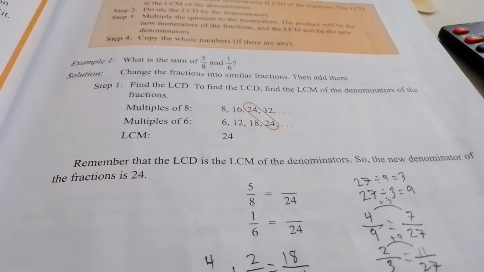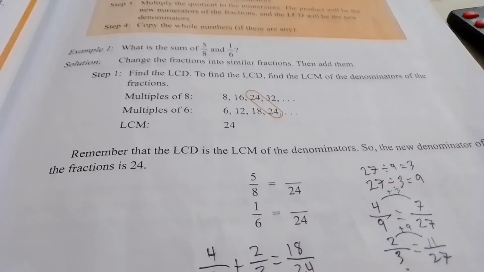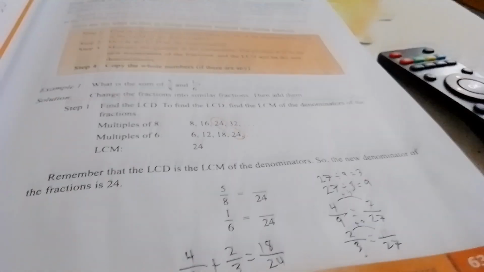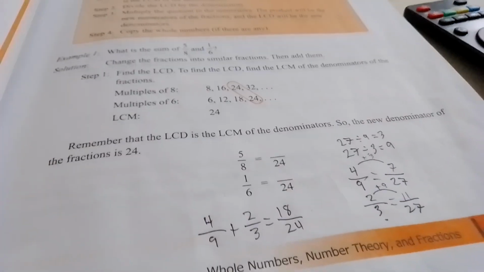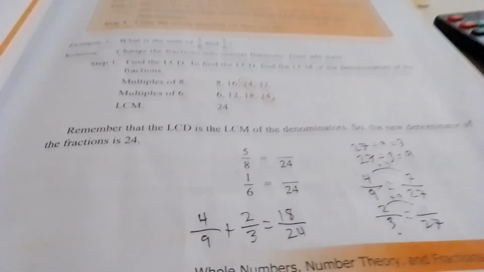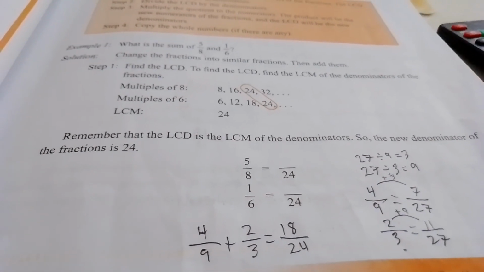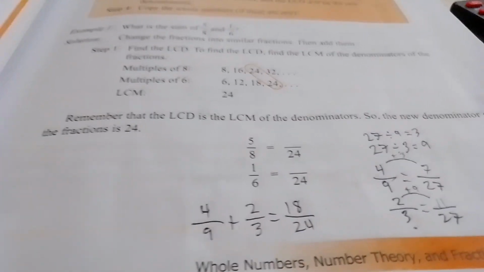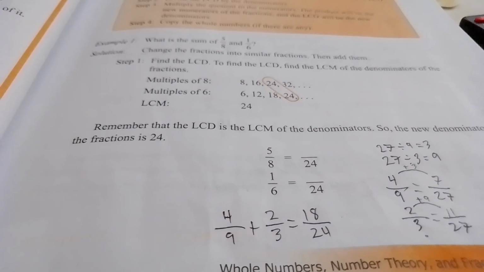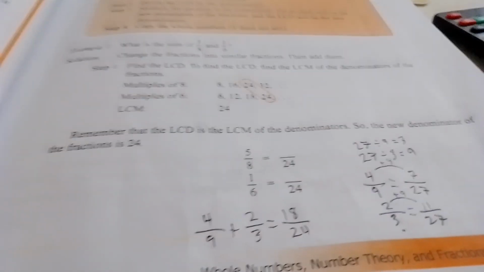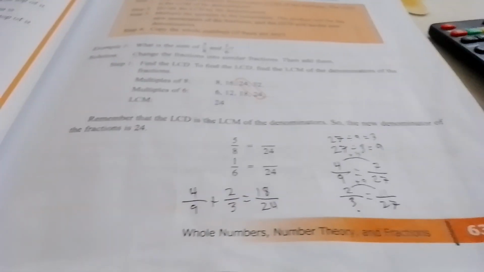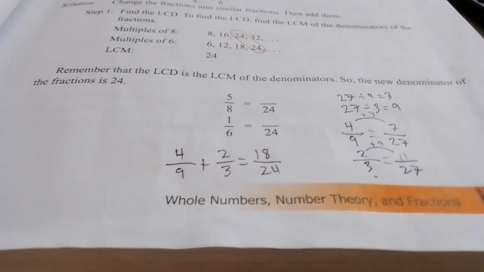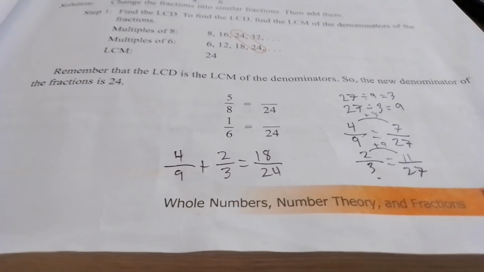What is the sum of 5/8 and 1/6? This is one example. Change the fractions to similar fractions, then add them. First step, we need to find the LCD. To find the LCD, find the LCM of the denominators of the fractions. So the multiples of 8 and multiples of 6, the LCM will be 24, the least common multiple. Remember that the LCD is the LCM of the denominators, so the new denominator of the fractions is 24.